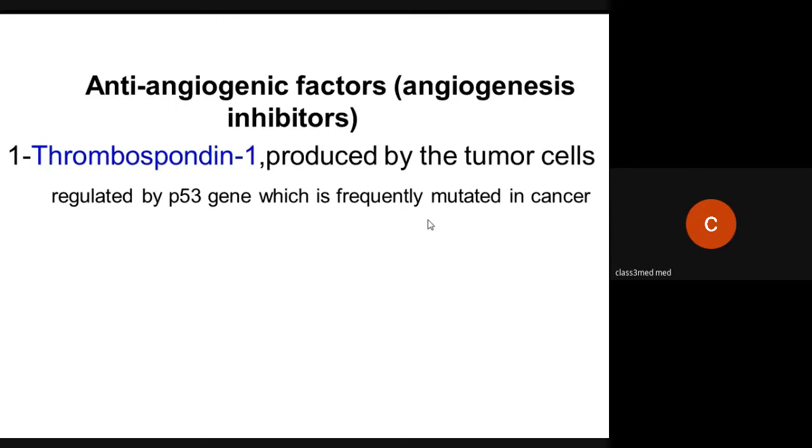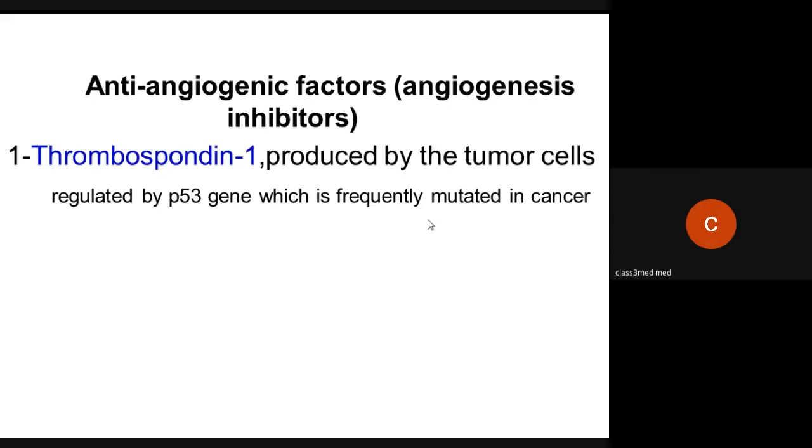We will come to it at the end. P53 gene is a tumor suppressor gene. It is a normal gene. Its function is to control or to inhibit unnecessary cell proliferation. Later we will take an idea about how it works. One of its functions is encoding and stimulating the synthesis of thrombospondin-1, which is an angiogenesis inhibitor.